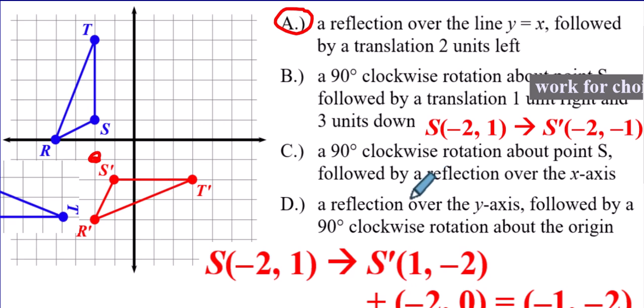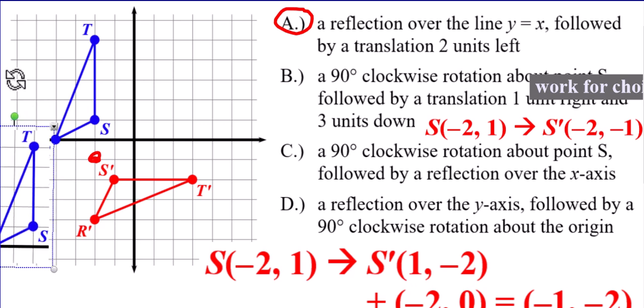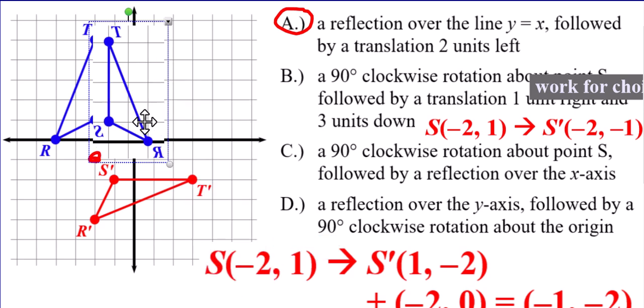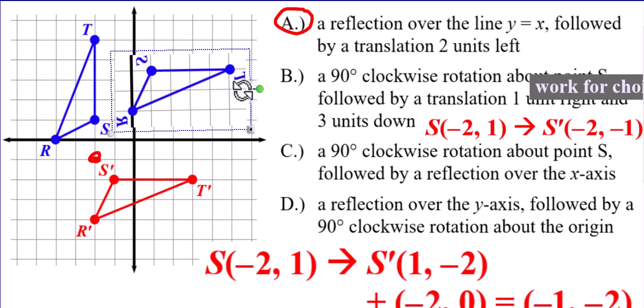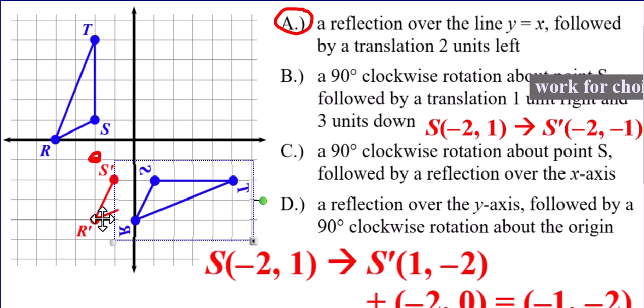And then if you thought it was choice D, if I do a reflection over the y-axis, let me put this triangle back to the way it was. And then, let me go ahead and do that. I'll flip it. Boom, looks like that. And then I do a 90-degree clockwise rotation. Yes, it does put the orientation the way I need it to be. But if I do it about the origin, then the R would still be on an axis. And this R prime is clearly not on an axis. So choice D was kind of close, not quite as close as choice C, but still not close enough.